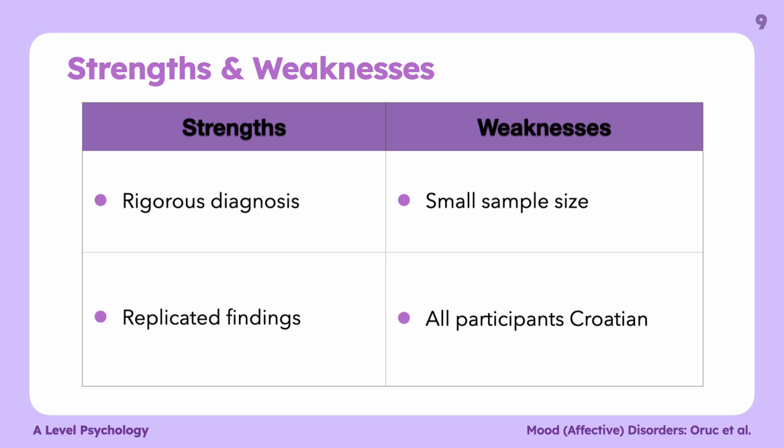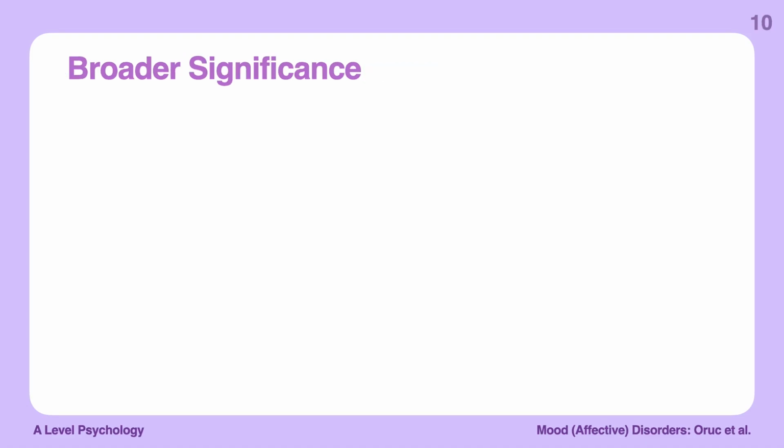All participants were Croatian, which limits generalizability. Genetic patterns can vary between different populations, so we can't assume these findings would apply to people from other ethnic backgrounds. It's like testing a new medicine on only one type of person. You can't be sure it'll work the same way for everyone.